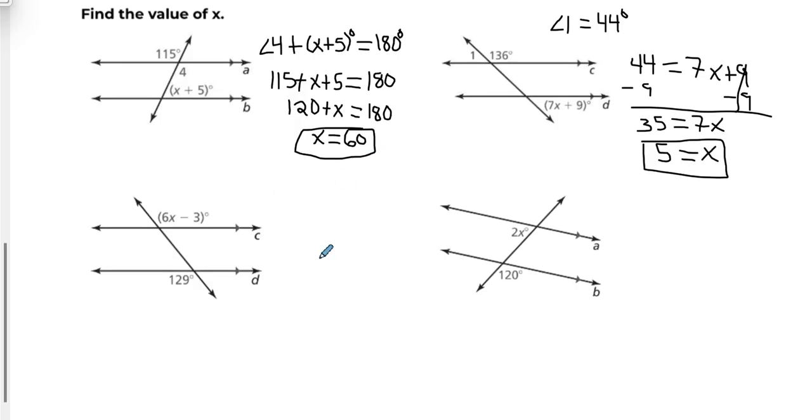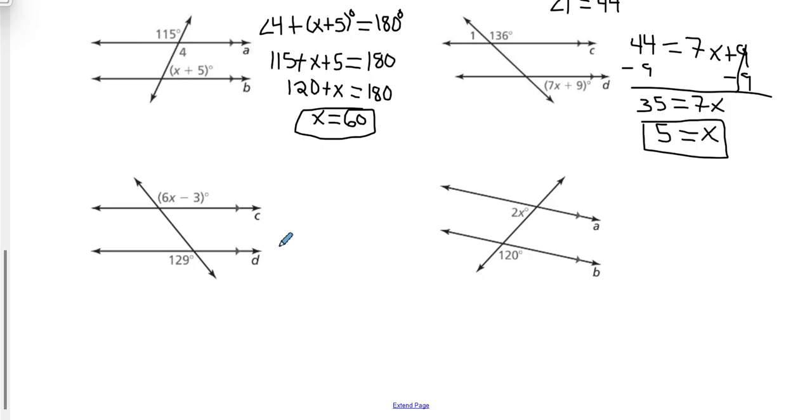Okay, last two examples. Excuse me for that cough.